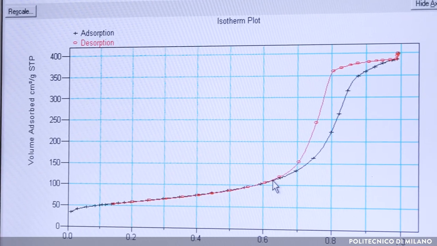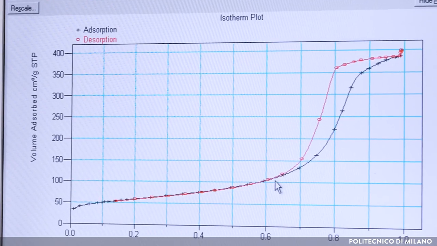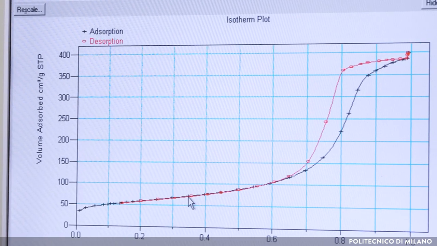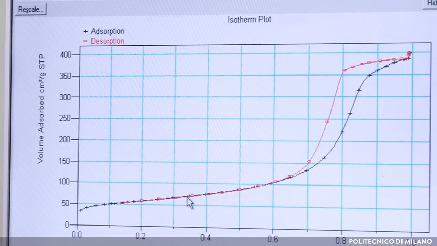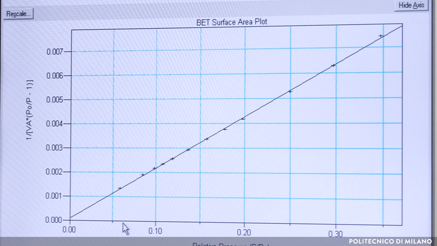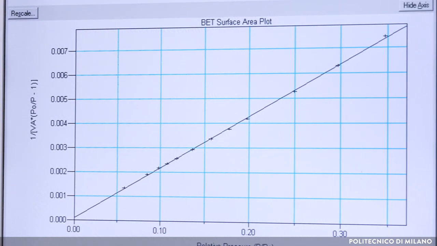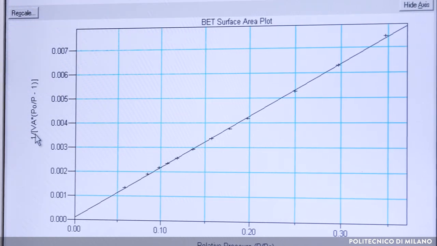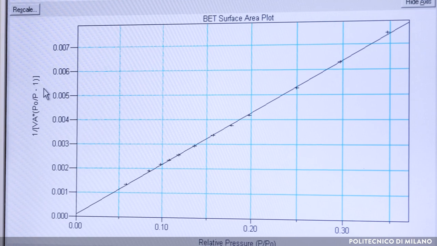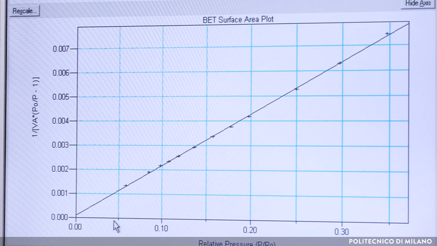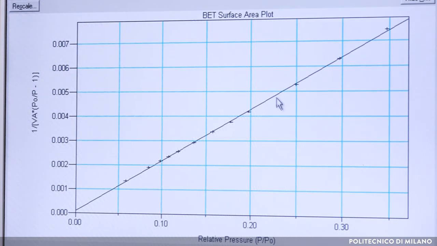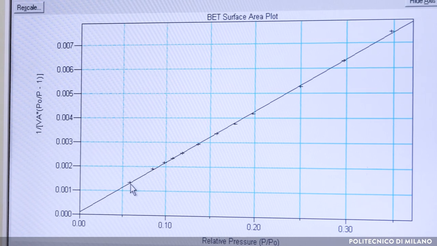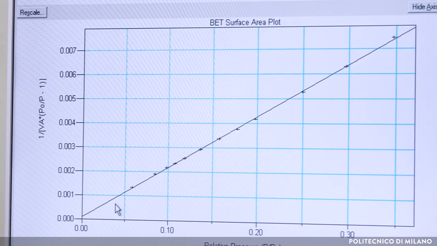The first part of the adsorption curve, up to 0.35 atmosphere, is used to calculate the specific surface area by the BET equation. The linearization of the BET equation is represented in this graph, where a function of adsorbed volume is reported as a function of relative pressure. From the slope and intercept, we calculate the adsorbed volume and the specific surface area in square meters per gram of sample.